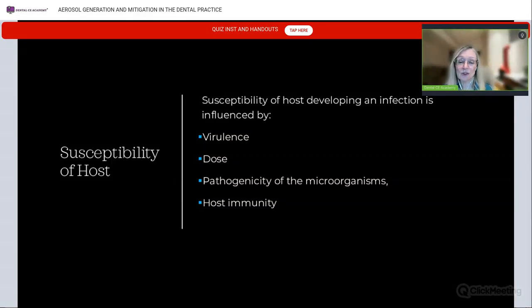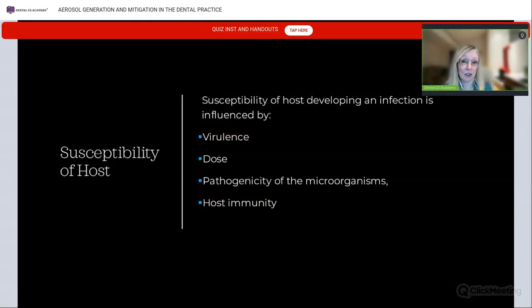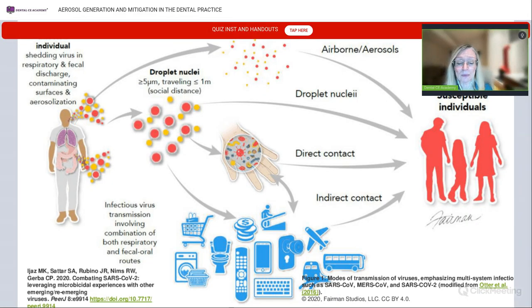Susceptibility of the host. Again, we spoke about some populations that may be more susceptible if they come across contamination in our dental practice from aerosol. And that has to do with virulence of the organism, the dose, how much was inhaled, and the pathogenicity of the microorganism, as well as the host immune response. And this is a graphic that details, if you had a patient, let's say the infected individual is a patient, and many of our patients can be carriers. They're not even aware that they are ill, or they may have been ill in the past and they're still capable of transmitting that infection.